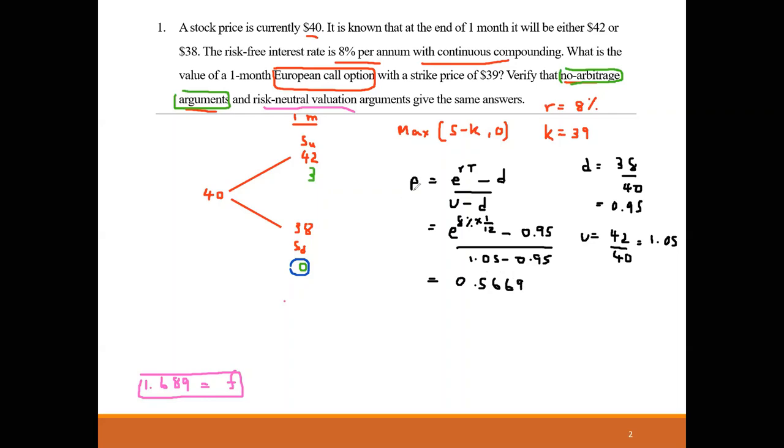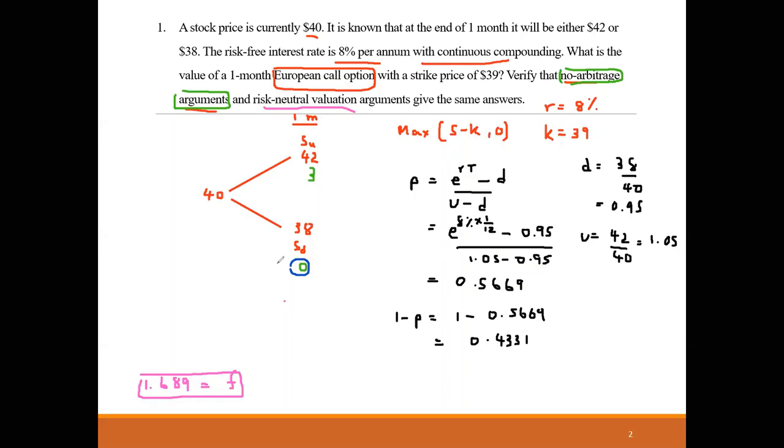P is defined as the probability of the price going up. So what is the downward movement then? That would be 1 minus P. The probability of a downward movement would be 1 minus P, which is 1 minus 0.5669. So that would be 0.4331. So that is the probability of a downward movement.